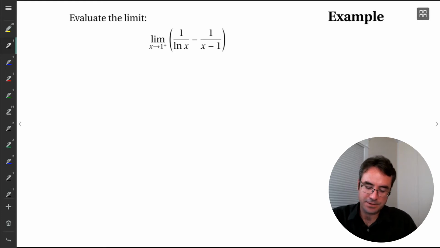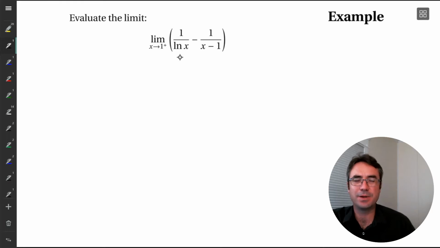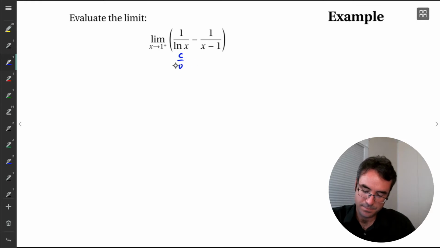In each of these, when we plug 1 in here, we get 1 over natural log 1, but natural log 1 is 0. So that's a c over 0 form. And when we plug 1 into this fraction, we get 1 over 0. Also a c over 0 form.